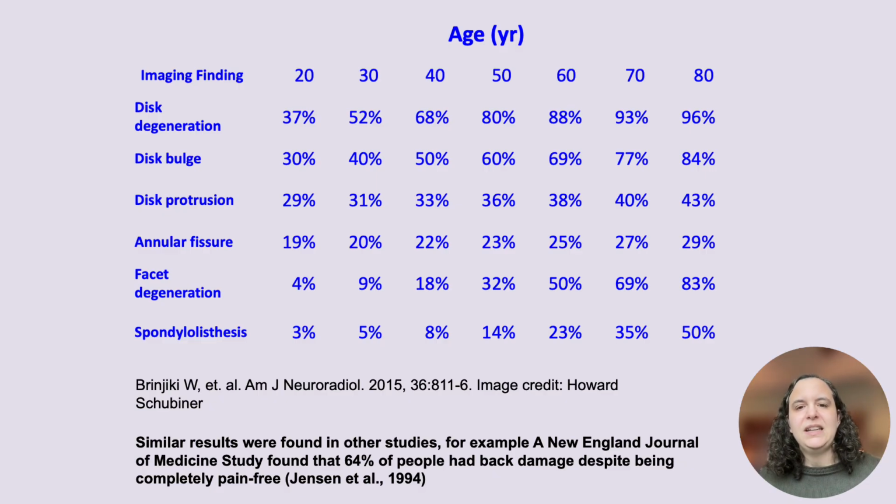But actually, if you look, these are pain-free people. And this is the rate of these damage images that you find in pain-free people. So, especially as you get to middle age, we see a lot more of these things. But even in 20-year-olds, you're seeing 37% had disc degeneration. And these, again, are pain-free people. And this result has been replicated in other studies as well. Similar results were found in a New England Journal of Medicine study that found that 64% of people had back damage despite being completely pain-free.